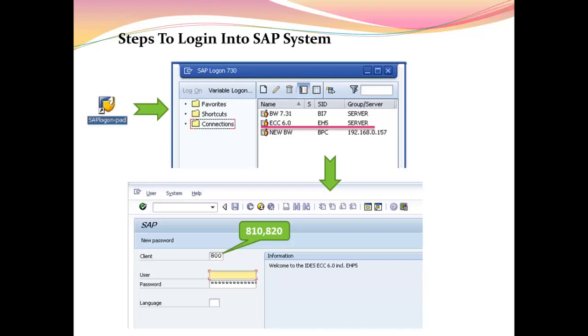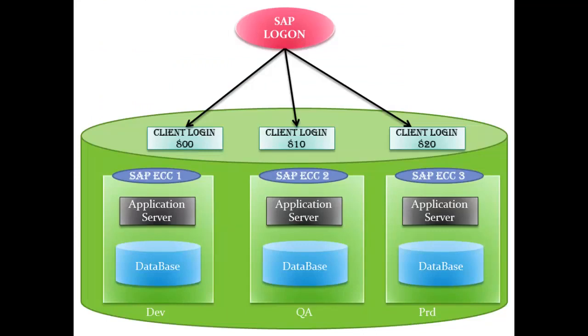And now the concept of client. As I've told you earlier, SAP is a three-tier architecture. A company has installed SAP. Now the SAP is installed on a very large hard drive, let's say 20 TB, and our single client takes a space of about 5 TB. So then there is a wastage of the rest of the space.